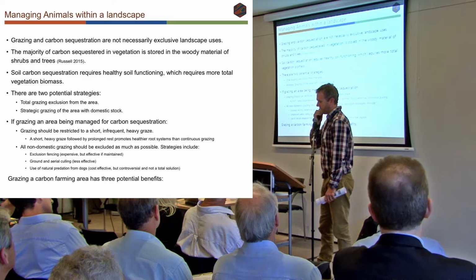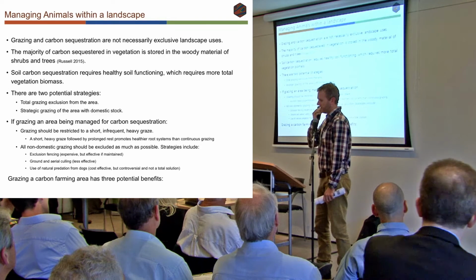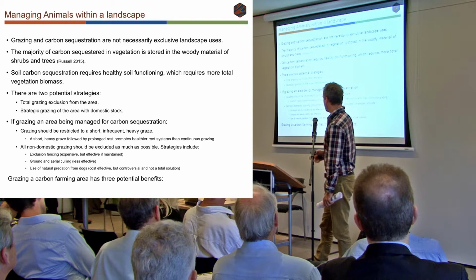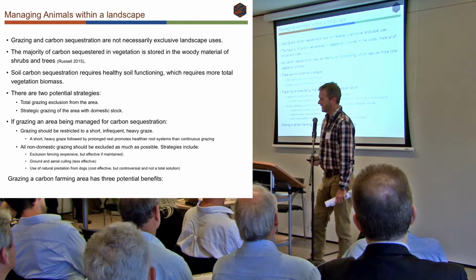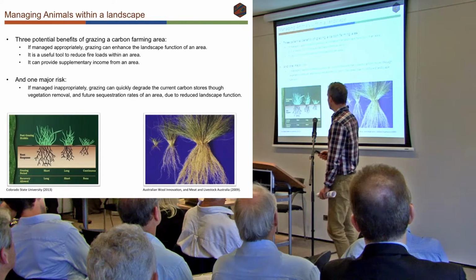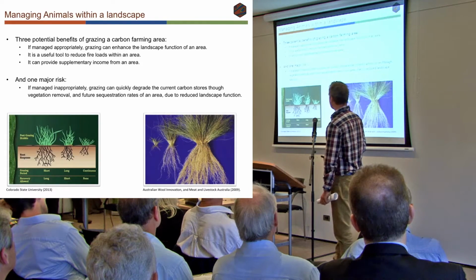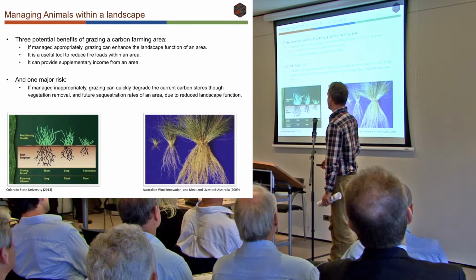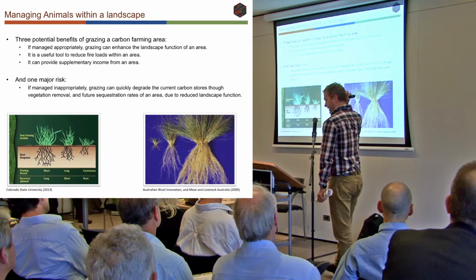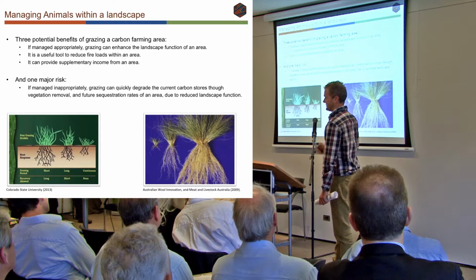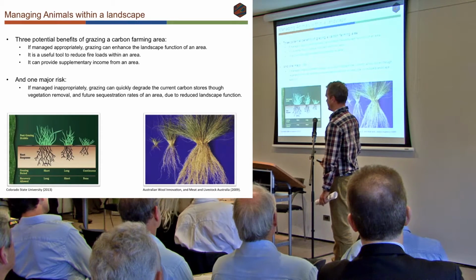If you are managing grazing within the same area, or if you are planning on grazing an area that you're also managing for carbon, some of the general points are, as we've already said, a short, infrequent, heavy graze, removing all non-domestic grazing as much as possible through various techniques there. The three benefits of grazing within a carbon farming area are that if managed appropriately, it can enhance the landscape function. It is a useful tool to reduce fire loads, and it can provide a significant supplementary income from an area. But there's a major risk, and that is that if it's managed inappropriately, you can quickly degrade what current carbon stores you have and any future sequestration rates through the reduced landscape function.